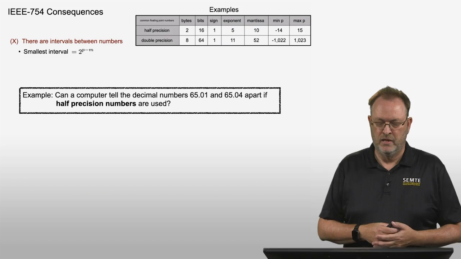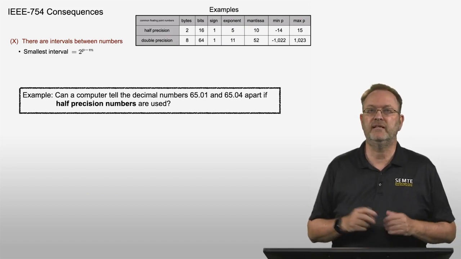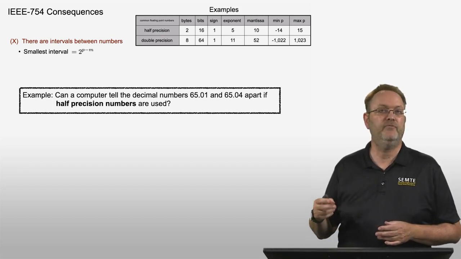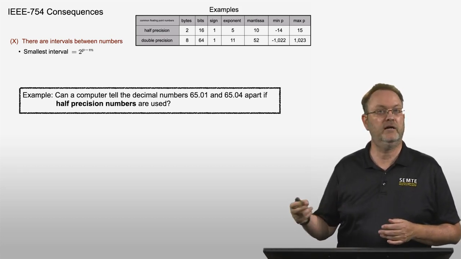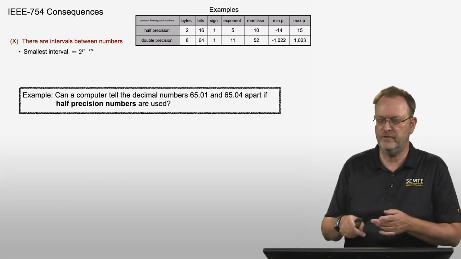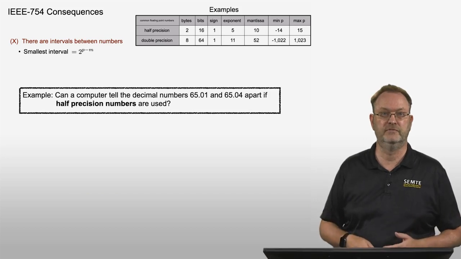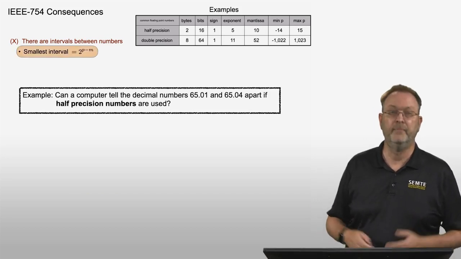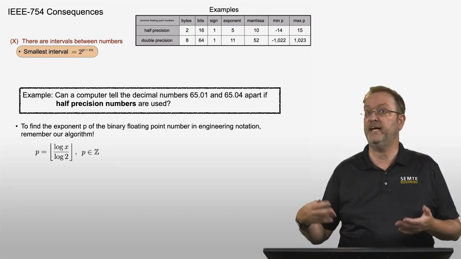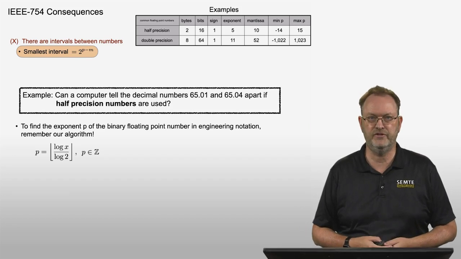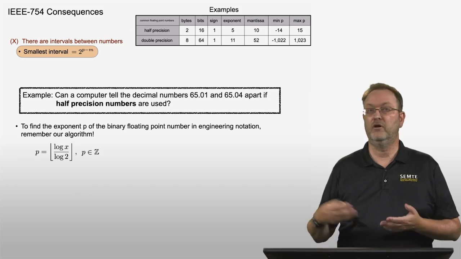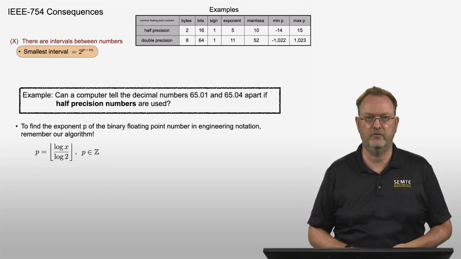Okay, so let's do one example here to see what the impact of this smallest possible difference is. The question is, can a computer tell the decimal numbers 65.01 and 65.04 apart if half-precision numbers are used? So are these two numbers different for a computer if we use half-precision? Well, the smallest interval, as we just derived, depends on the exponent in binary notation of these numbers. And that exponent p is the logarithm of the number divided by the logarithm of 2, rounded down.